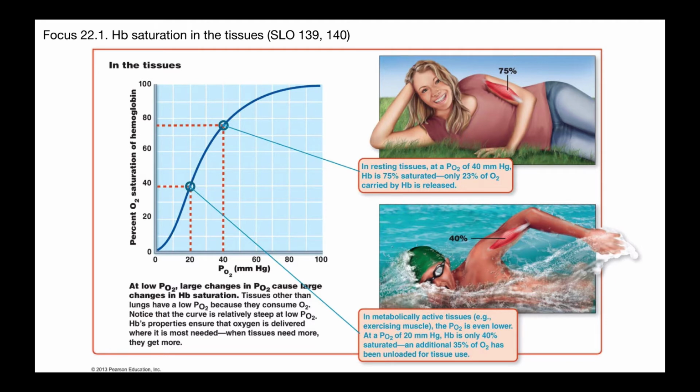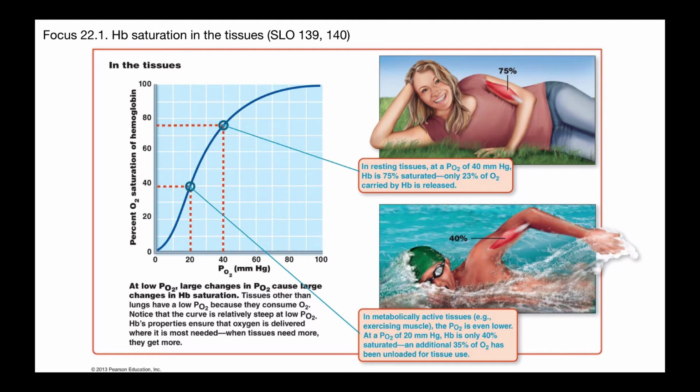So anyway, if you were looking at actively metabolizing tissues, here they're estimating around 20 millimeters of mercury. You follow that up to the line, and you see in that case that the hemoglobin's only like 40% saturated. Now, in case you're wondering, is that all there is to interpreting that graph? I mean, it really is.